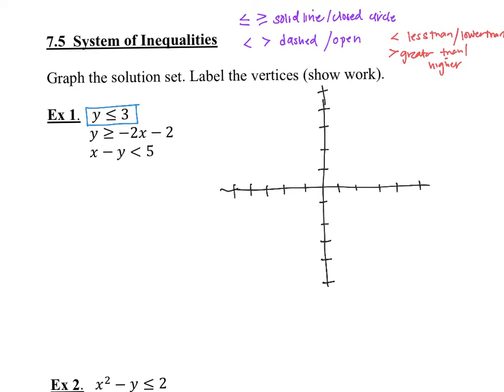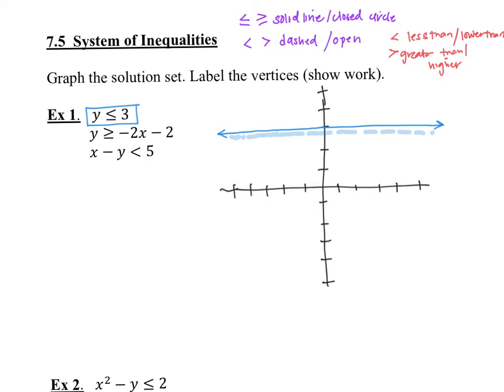Okay, y is less than or equal to 3. y equals 3 is a horizontal line at y equals 3. It's less than or equal to, so it's going to be a solid line. I'm not going to fully shade it right now, but I'm going to keep in mind which way it's going to go. Since it's the values of y that are less than 3, it's going to be on the lower side of the line. You might want to shade it lightly to give you an idea, but it's going to be below.